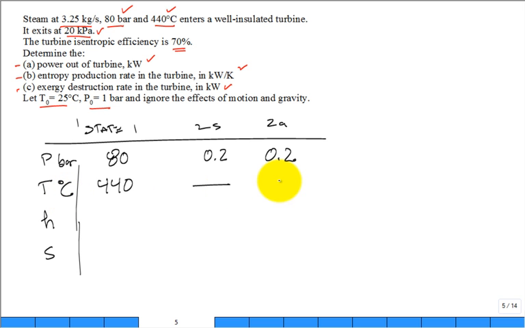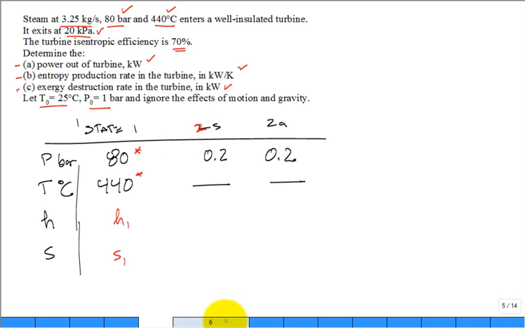What's the temperature out? Temperature out, we'll work on that. It's not given in the problem statement. What about the enthalpy? Well, from knowing T and P, we deduced it's superheated steam. And from the state principle, we get our enthalpy and entropy. So we get the H1 and S1. Now, how do we get the state 2S?